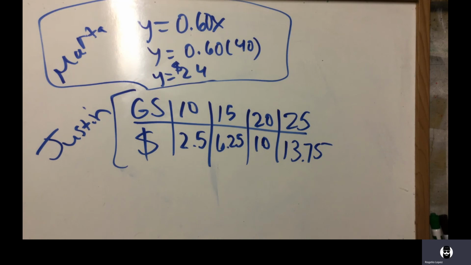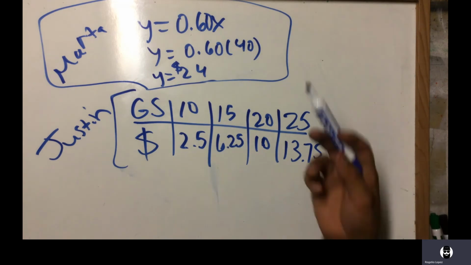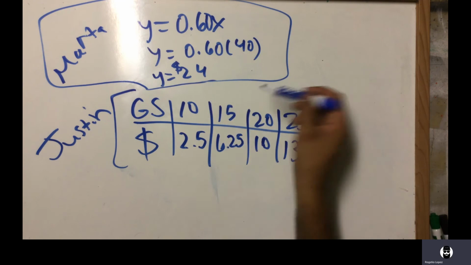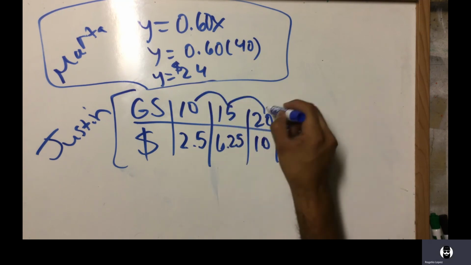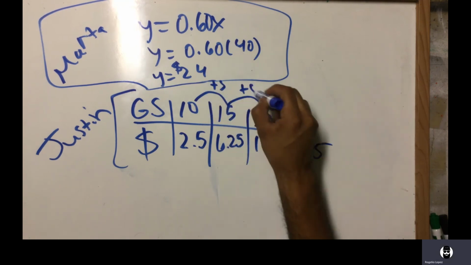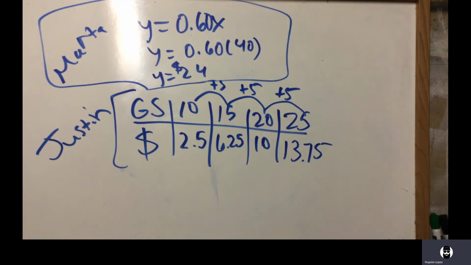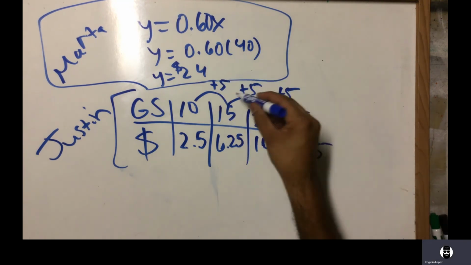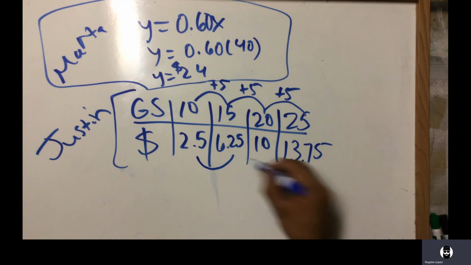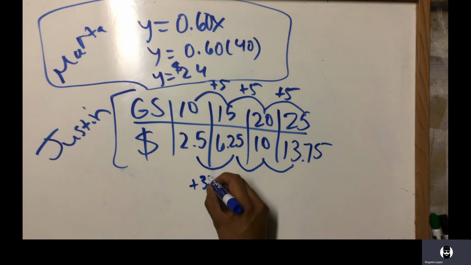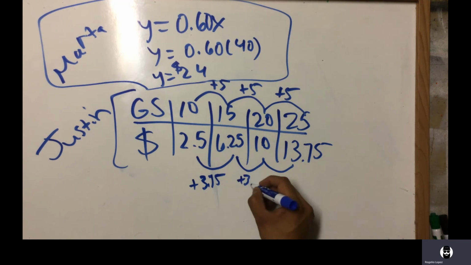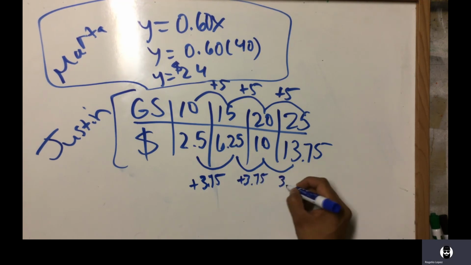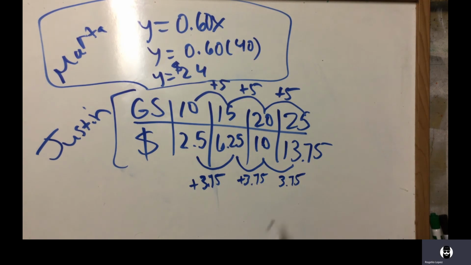Now for Justin, it's a little trickier. They gave us a table. They didn't give us an equation. So we have to find a pattern. There is a pattern up here. It's going +5, +5, and +5. That's very important because for every 5 glasses, we have to see if there's a pattern here, which there is. It's plus $3.75 each time. So that tells us that for every 5 glasses, Justin makes $3.75.